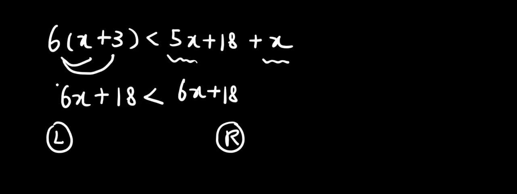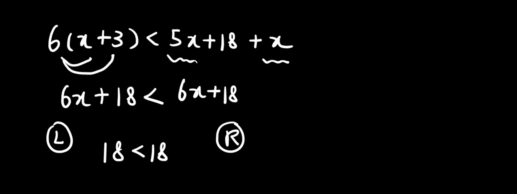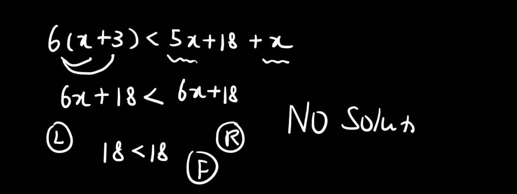Okay, and you can stop right here, or you can continue like what we did earlier. You can subtract 6x, and then you see even better. It says 18 is less than 18. No, 18 cannot be less than 18. 18 has to equal 18. So if you are telling me 18 is less than 18, this is false. If it's false, what do we say? We write down, no solution. Exclamation point, no solution. Okay?